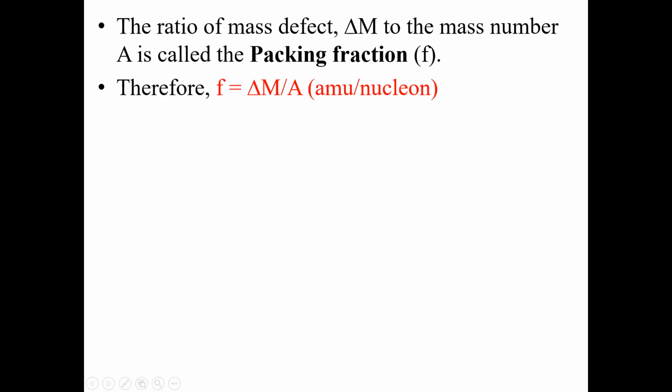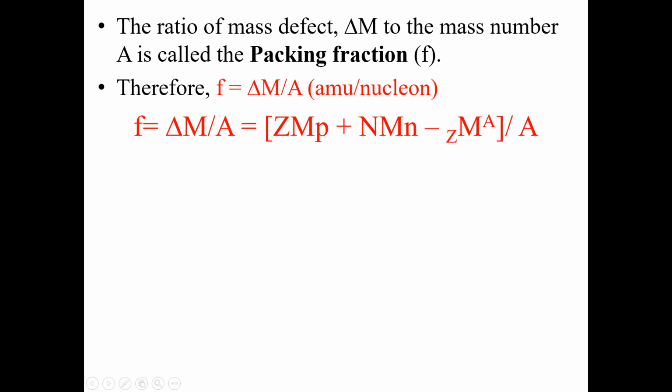The packing fraction, which we denote by small f, is given by f is equal to delta M divided by A. The units for delta M, as you know, are atomic mass units, and A is basically the number of nucleons. That is, the mass number is basically the total number of nucleons in a particular nucleus.